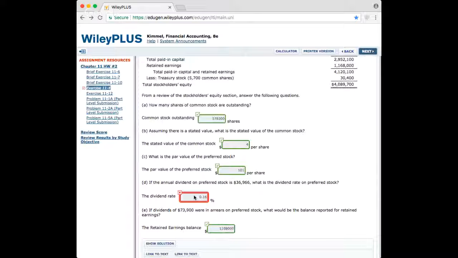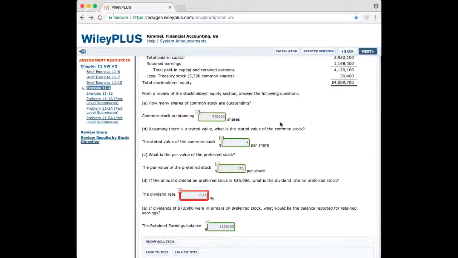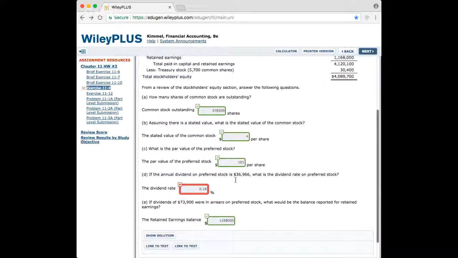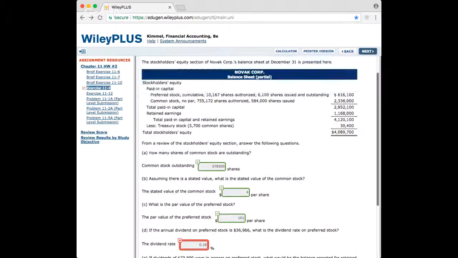D, this is the one that I missed. Just remember, you're going to use this number as your preferred stock dividend, and you're going to divide that by the total dollar amount of 616,100, which gives you 6.06%, which you need to round to 6%. And then problem E, if the dividends of 73,900 were in arrears, like we said, you're not going to do anything, because that's just listed in the notes to the financial statement.